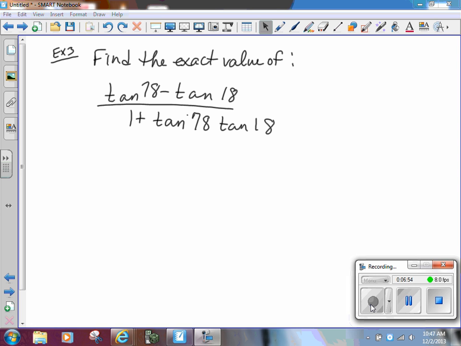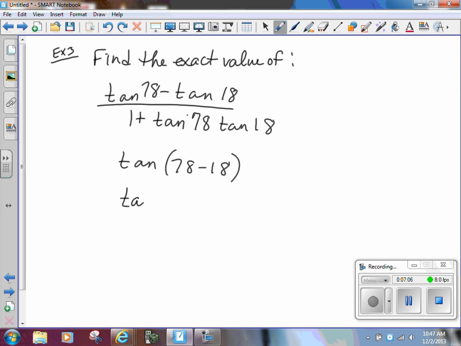What did y'all find? Which formula? Minus. So it's tangent of 78 minus 18, which is tangent of who? 60 degrees. What's that ordered pair? 1/2, root 3 over 2. And how do I find the tangent? Dividing. Root 3 over 2 divided by 1/2.